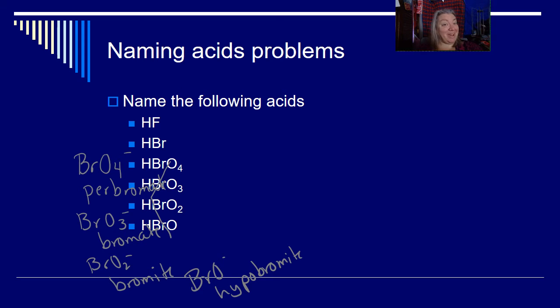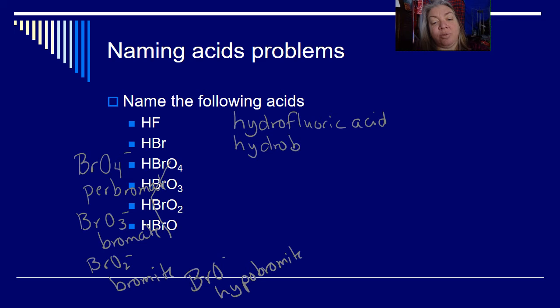Okay, now I'm assuming you paused it. I'm assuming you figured out the names. Let's go over the correct answers. The first two examples are both binary acids, meaning it's just two elements. We add the prefix hydro, and then we change the ending to ic. So HF is called hydrofluoric acid. HBr, hydrobromic acid.